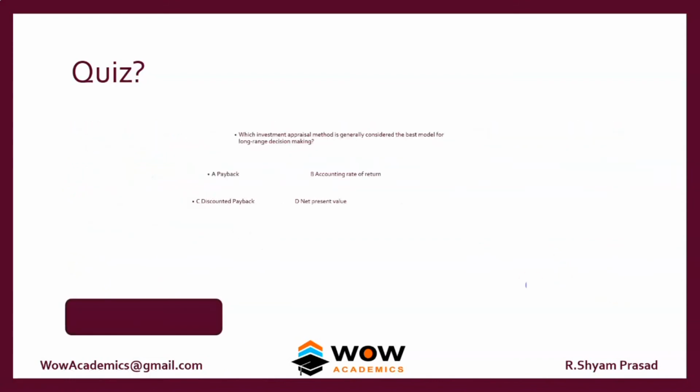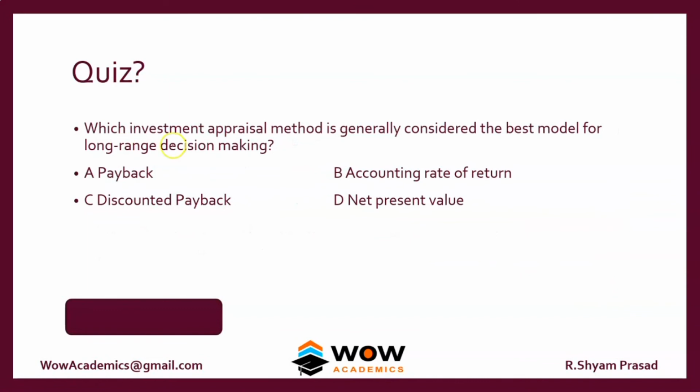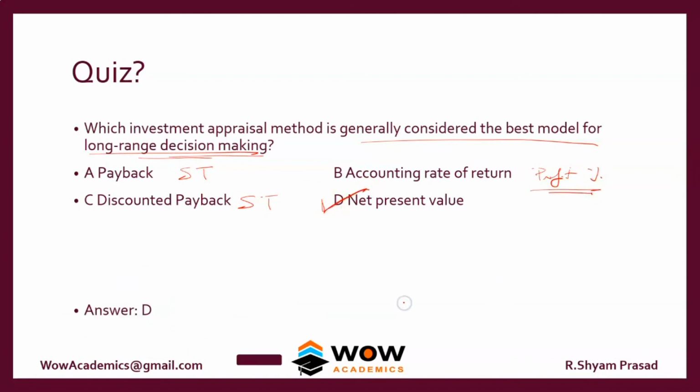We have another quiz. Which investment appraisal method is generally considered the best model for long range decision making? If you have an answer of NPV, select that. Payback selects projects which are short-term oriented. Discounted payback also selects short-term projects. ARR selects high profitability projects. It doesn't consider the length of the project. NPV is the answer. So the answer should be D.